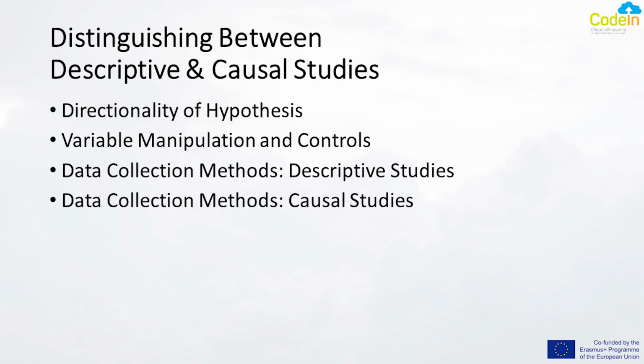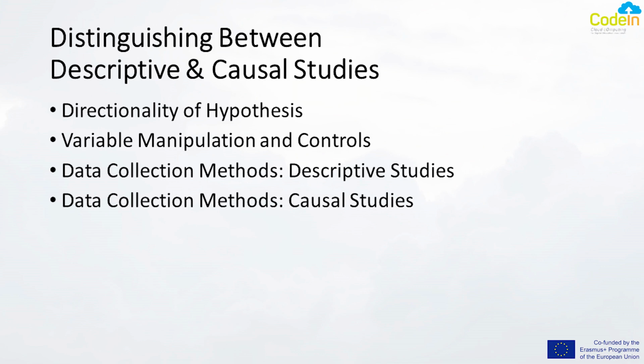An example of a directional hypothesis might be: I predict that the increased weight of a car will lead to a decrease in its acceleration capability. A non-directional hypothesis, which would be appropriate for a descriptive study, would simply predict that there is some relationship between the variables weight and acceleration.